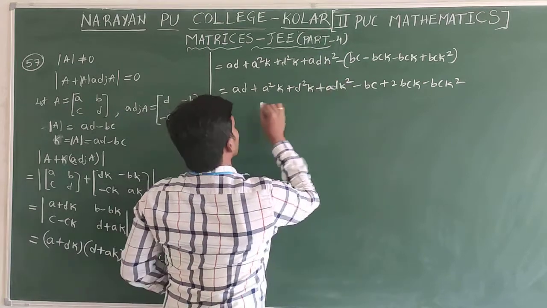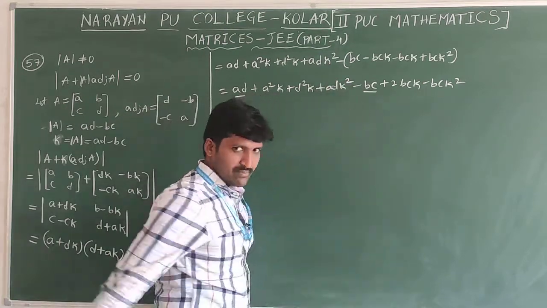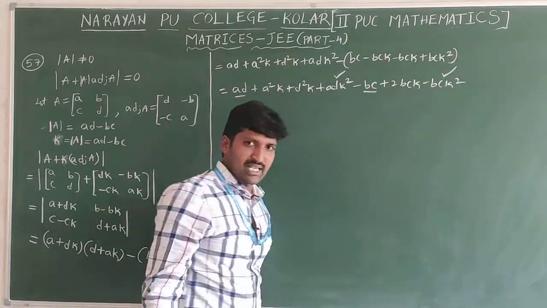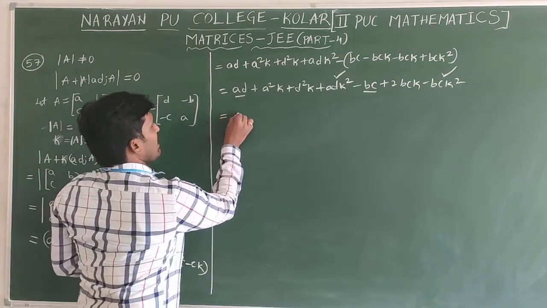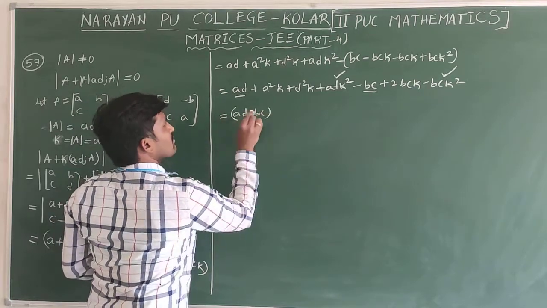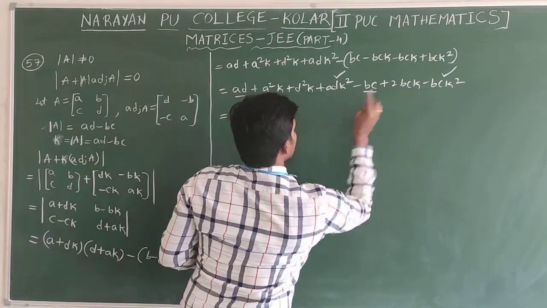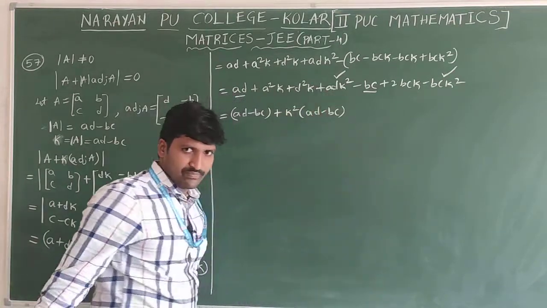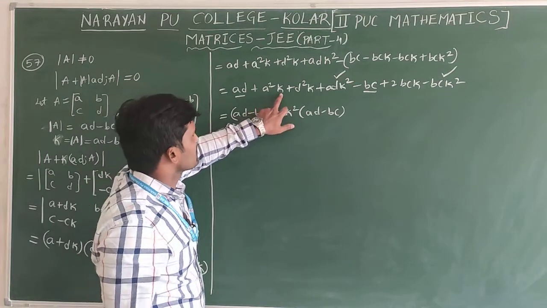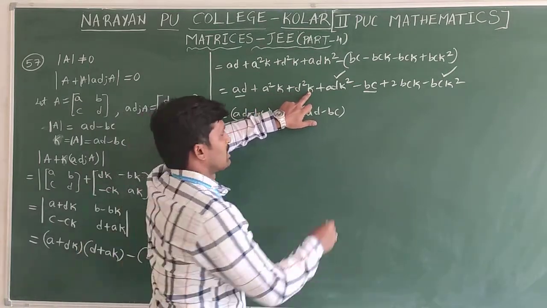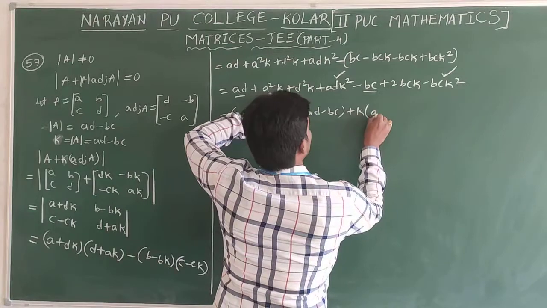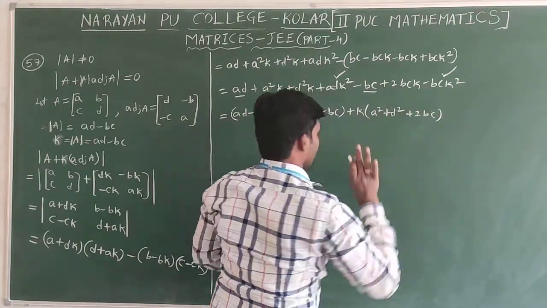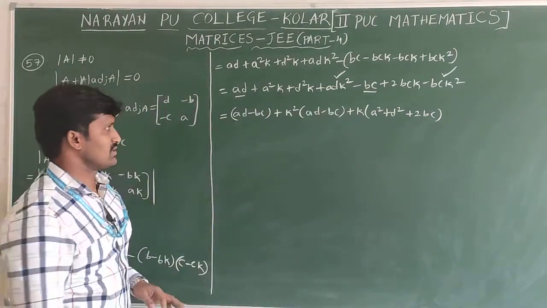Now, condition wise, ad minus bc. Next, ad k square and minus bc k square: ad minus bc, I will take one term, and in these two terms k square is common. Next, the remaining terms are multiples of k, so take k common. What will we get? a square plus d square plus 2bc. That is the value that exists in this.